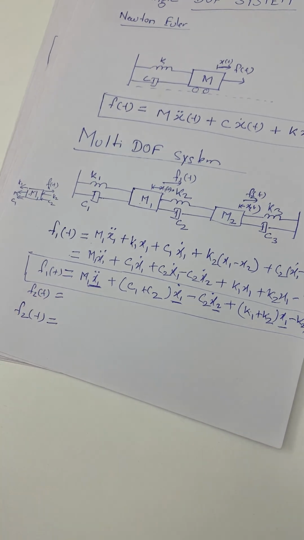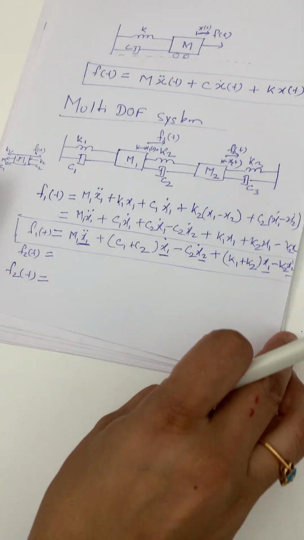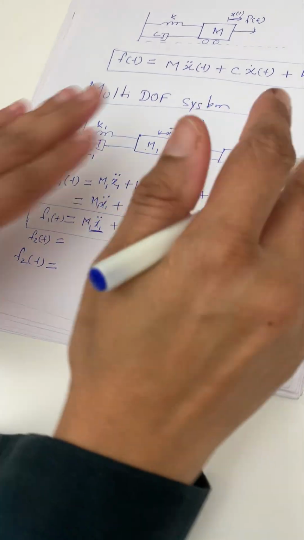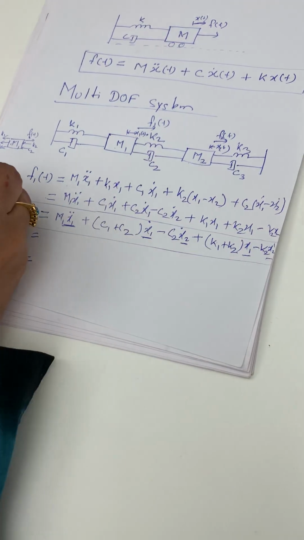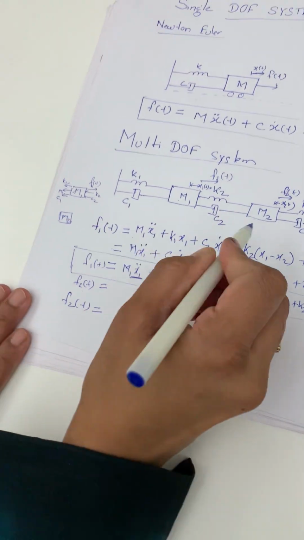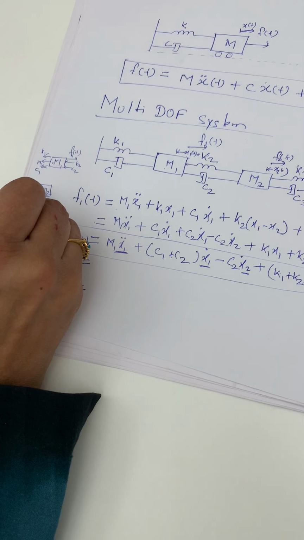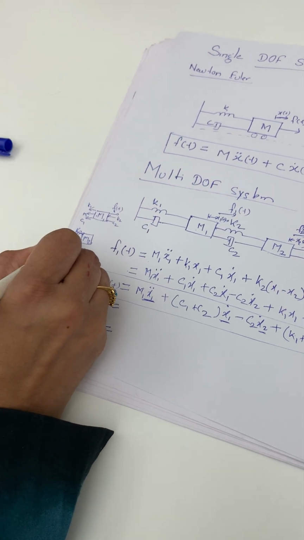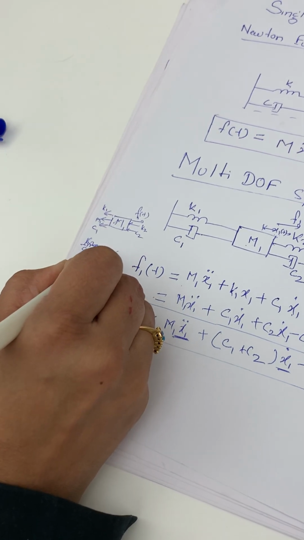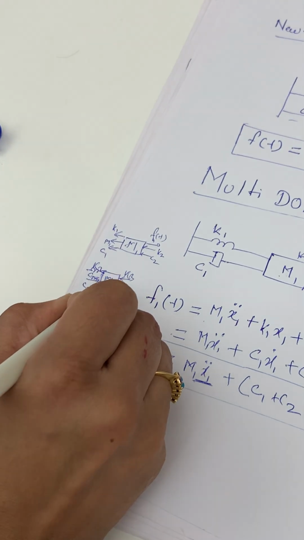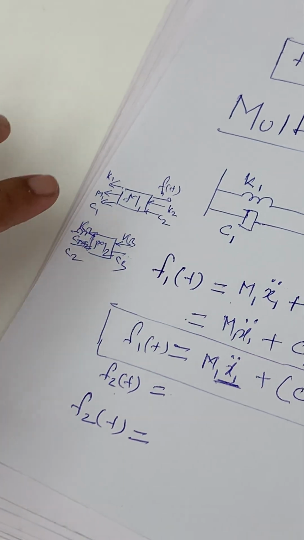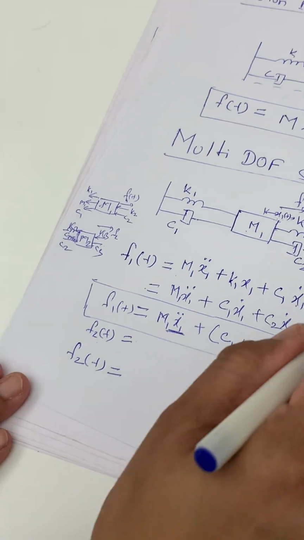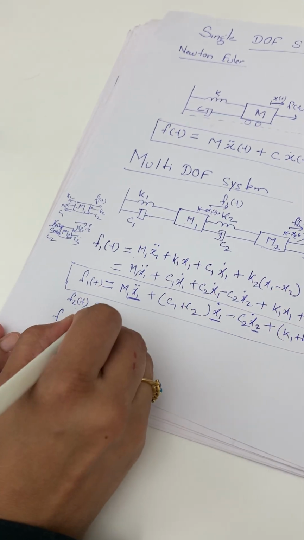Okay. Similarly, if you write for F2(t), will you please let me know what I should write here? Now we will consider this M2. So the free body diagram for M2 will be for K2, for C2, of course for M2, then for K3, for C3. These are all forces which will oppose F2. Okay, so tell me, what should I write here?